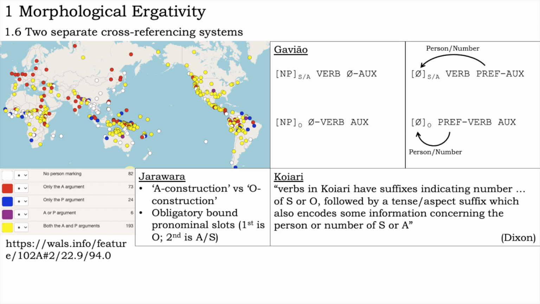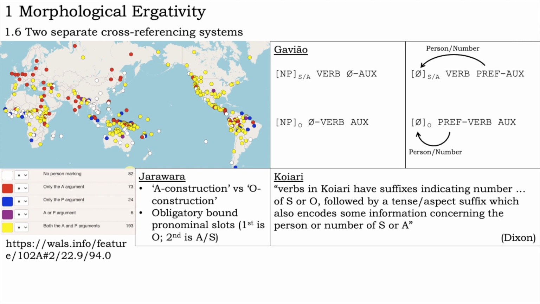According to Dixon, verbs in Koiari have suffixes indicating number of S or O, followed by a tense or aspect suffix which also encodes some information concerning the person or number of S or A. These systems are quite different from more normal systems of agreement, such as those of Swahili and Sakapultek outlined earlier.